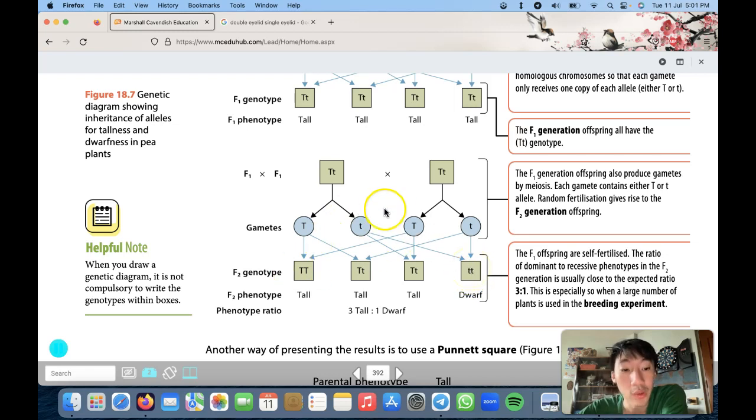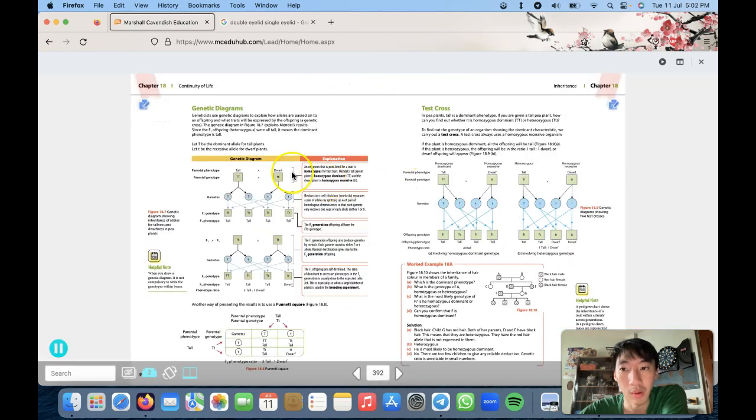But what do we see here? We see that even though there are differences in the genotypes, there are only two phenotypes, either tall or dwarf. And there's going to be 3 tall to 1 dwarf. This is what you call the F2 generation. F2 generation is the children of the F1 generation. Now this is the breeding experiment, right? So they are breeding the plants over here.